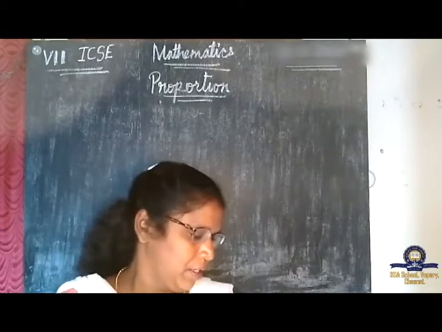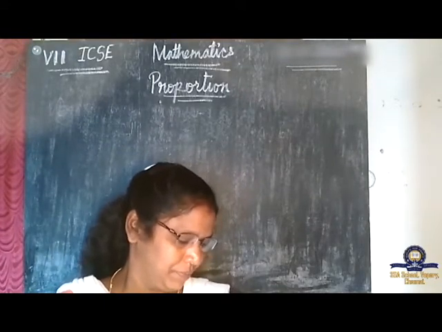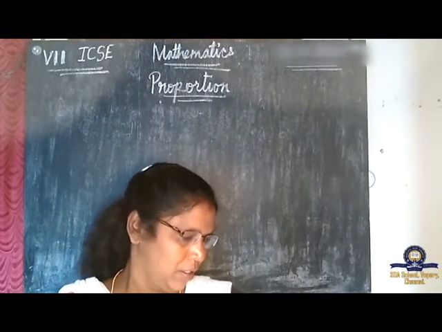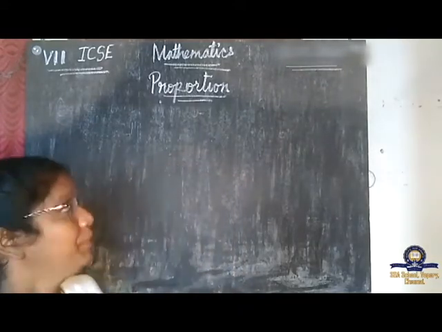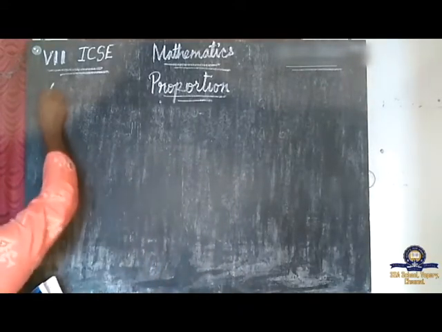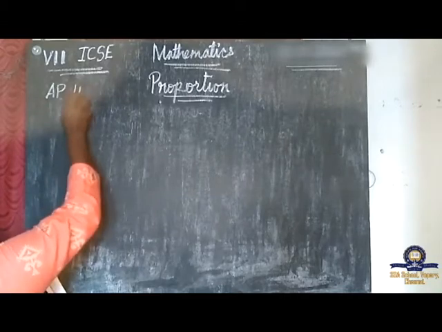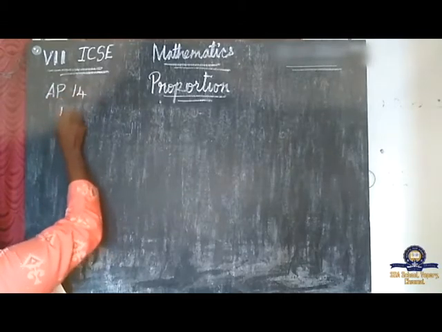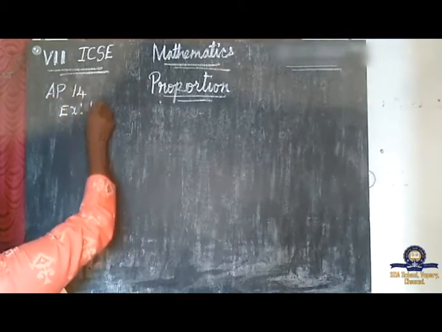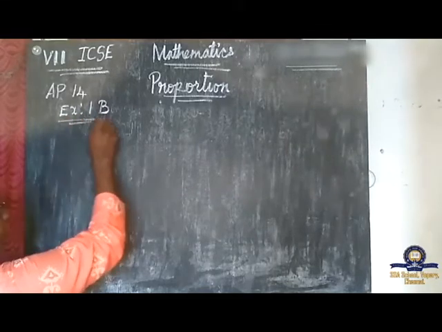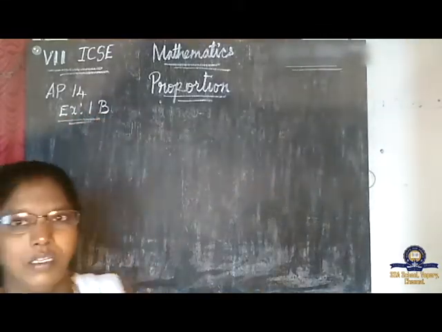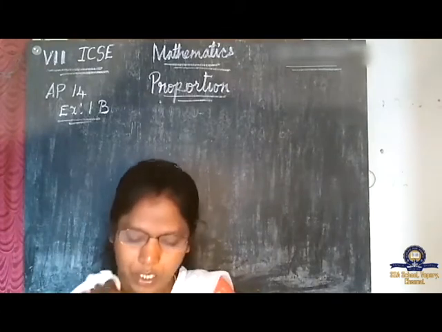Take page number AP 14. Everybody take your book. Turn your book to AP 14. That is exercise 1B. I want everybody to take your book. Okay, have your book with you. Take your book.